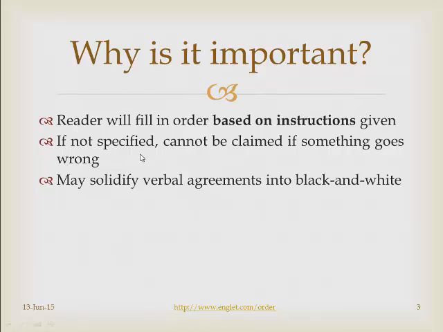So if it is not specified in your order letter, it cannot be claimed if something goes wrong. If you've discussed it and the person promised you that, but you did not put it in the order letter, you cannot claim, hey, you promised me this and you should give me this. If it's not in your order letter, there is no black and white, no evidence, no proof. So this is important to solidify verbal agreements. You agreed verbally, but now you're putting it in black and white as an official document.